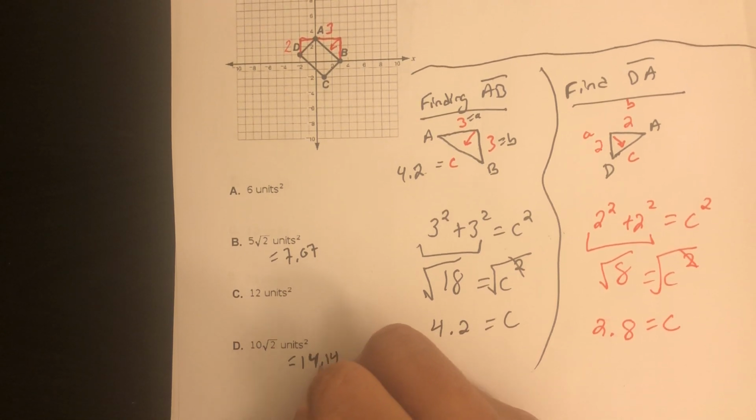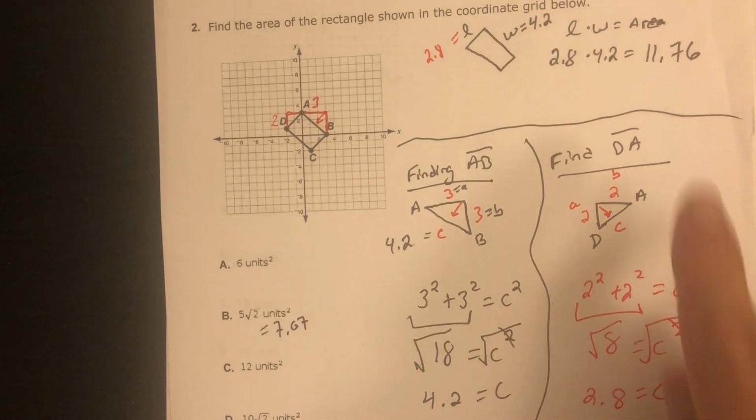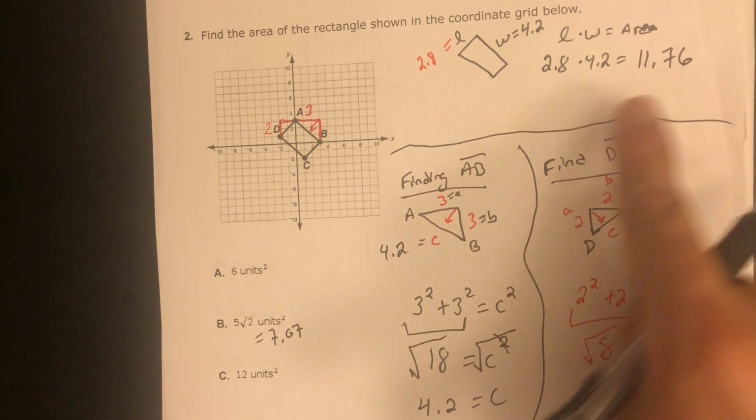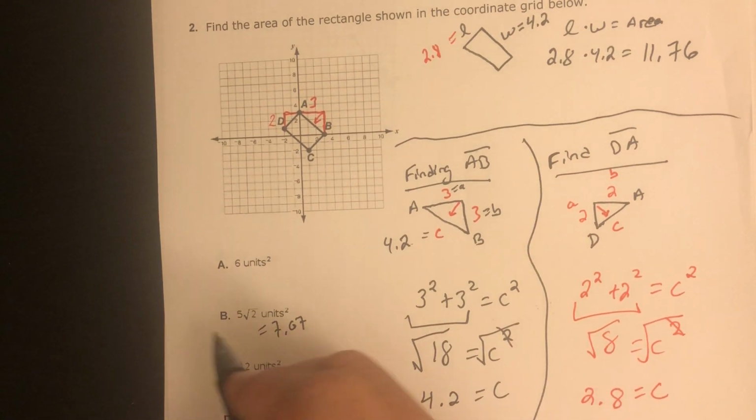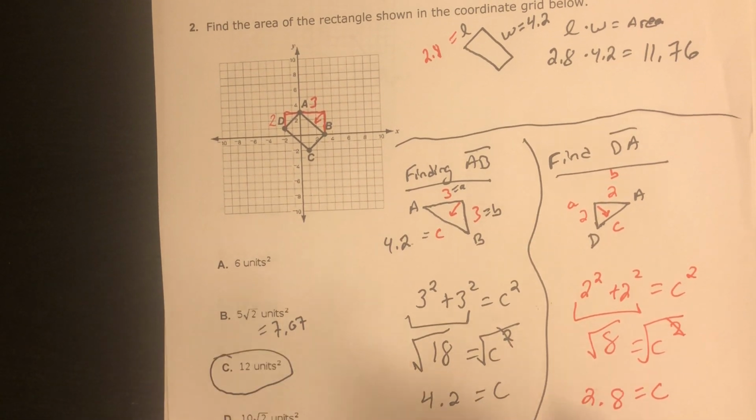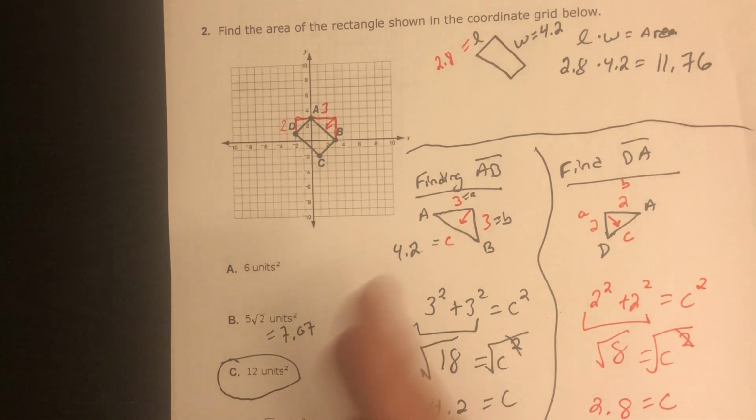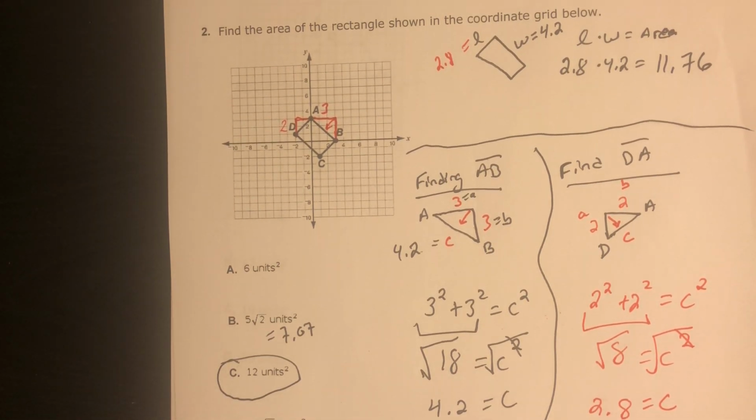So we were correct in our thought process when we said 11.76 should round to 12. So the answer will be C. That is basically the area of this shape if we're rounding to the nearest whole number.